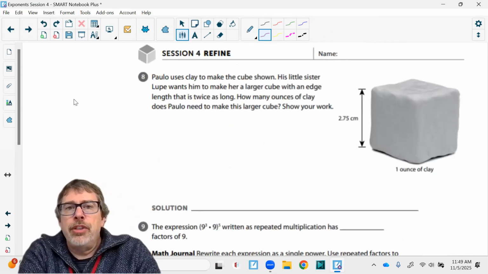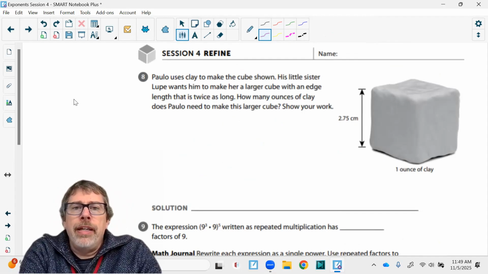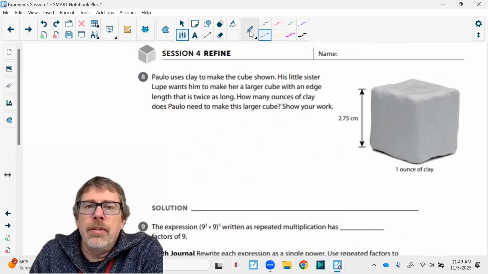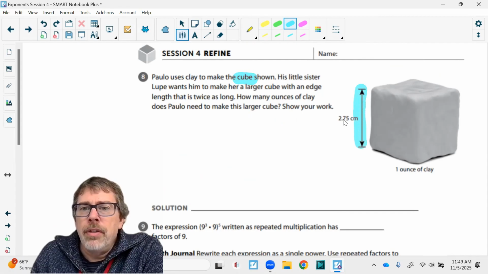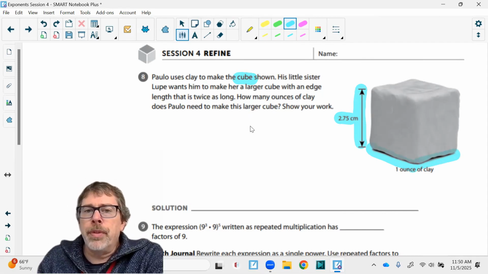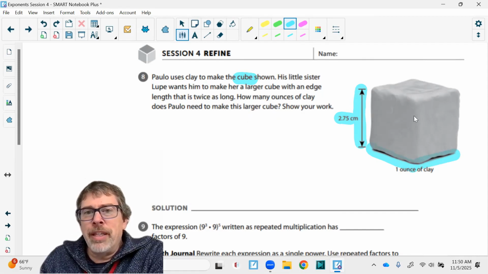Okay. Session 4, refine. Paulo uses clay to make the cube shown. It is 1 ounce of clay. That's how much it weighs. Its dimensions are, since it's a cube, okay, here's the key here. So there's no assumptions. Whenever they tell us the height is 2.75, the base is 2.75, and the thickness is 2.75, all three measures are 2.75 centimeters in order for that to be a cube. If one side were longer than the other, then it would be a rectangular prism, not a cube.